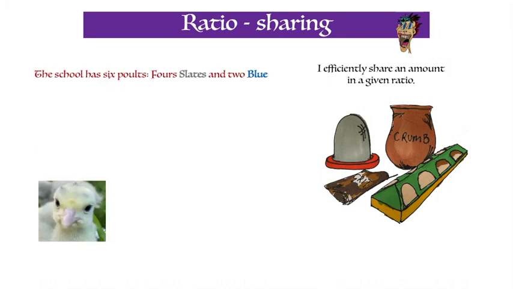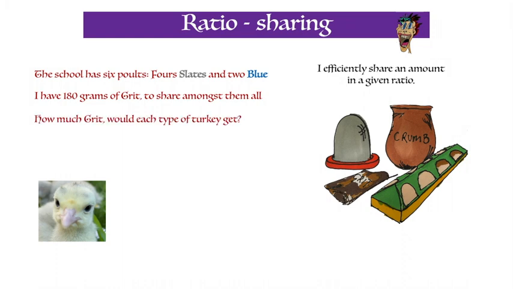Let's start off with a question. The school has 6 poults. 4 of them are slates, 2 of them are blues. I have 180 grams of grit to share amongst them all. Grit is used to give them calcium into their bodies so their eggs are solid, and it's good for their bone growth as well. How much grit would each type of turkey get?